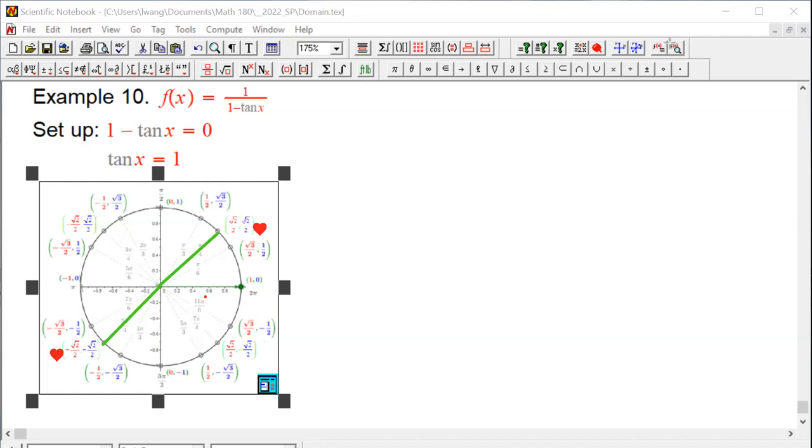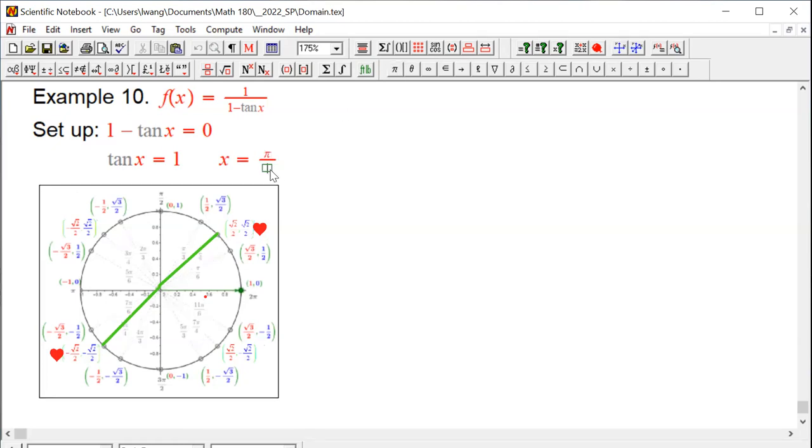And here you go. You identify the terminal, D-R-A, right? From D, you identify R and A. So in the end, your x would be pi over 4 plus k pi. Of course, k is any integer.